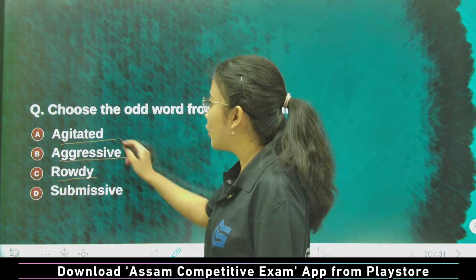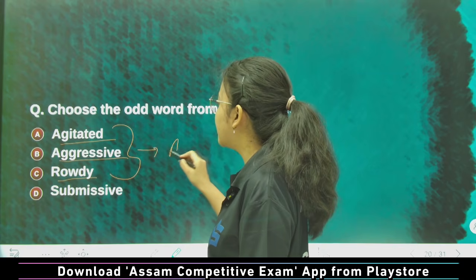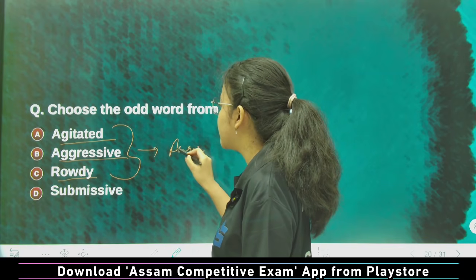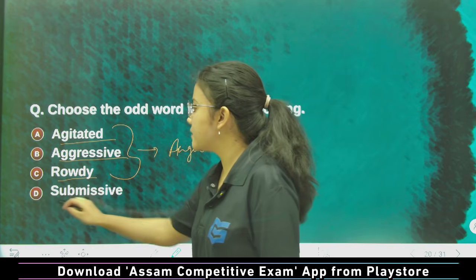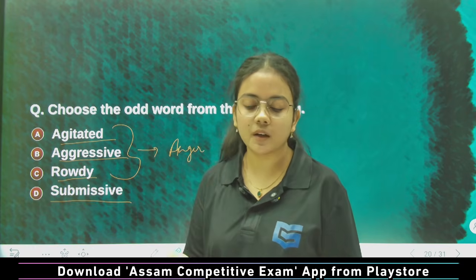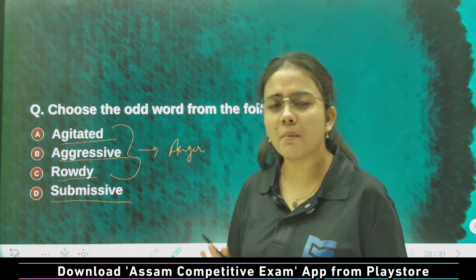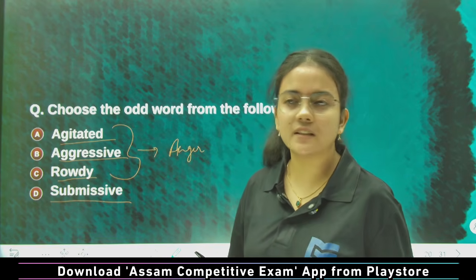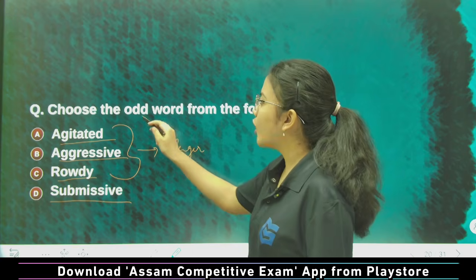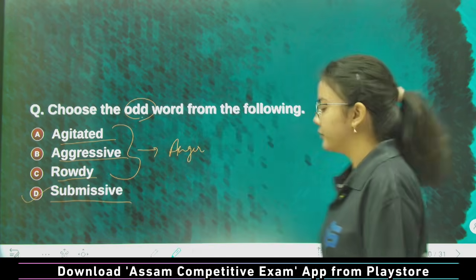So all these three words are somehow related to the emotion of anger. But submissive is different. Submissive means to give submission, to completely submit, to be calm and obedient. So the correct answer for the odd word is submissive.